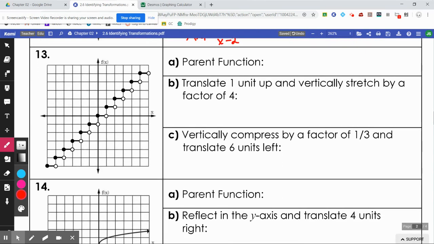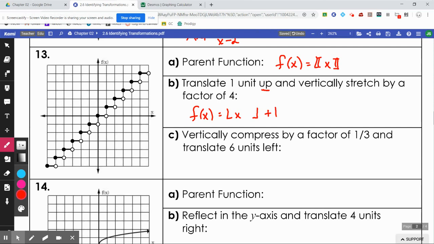This next one is our step function, our greatest integer function. So your parent function will be f of x is equal to the floor function of x. And again, you can use that notation or you can use this notation, either one. To translate it 1 unit up, okay, let me rewrite the function here. And let me leave some space inside there just in case. And I'm just going to use this notation here. 1 unit up would be a +1 on the end.